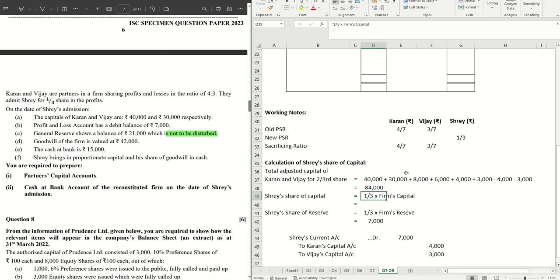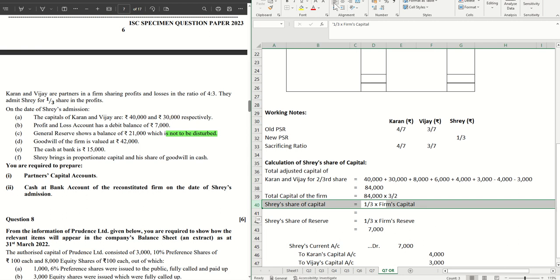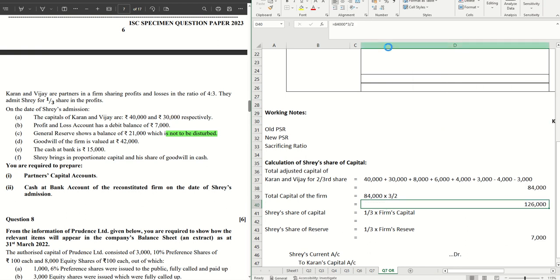Okay. Now remember, this is two-third share. This 84,000 represents two-third share of capital. So in that case, you have to calculate total capital of the firm. That will be simply 84,000. You have to use unitary method here, multiplied by 3 by 2. Just the opposite. That will help you to get the correct figure, and which is coming to how much? 84,000 into 3 by 2. That gives you 1,26,000.